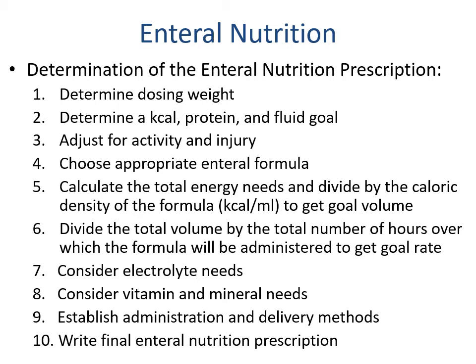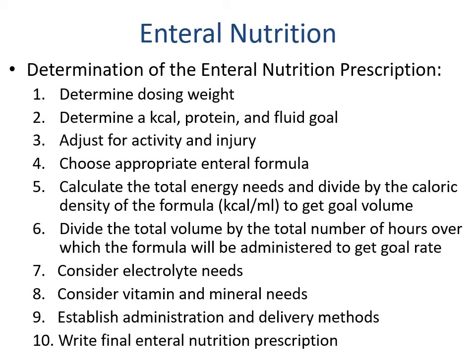Using the total energy needs from step 2 and 3, you will divide by the density. Remember, the density was 1.0, 1.2, 1.8, 2.0, etc. But you will divide the number of calories per day by the density of the formula. This will give you a volume. Step 6 is you will divide that volume by the number of hours in which you intend to feed the patient. So if it's 24 hours a day, you want the pump running, you will divide it by 24.